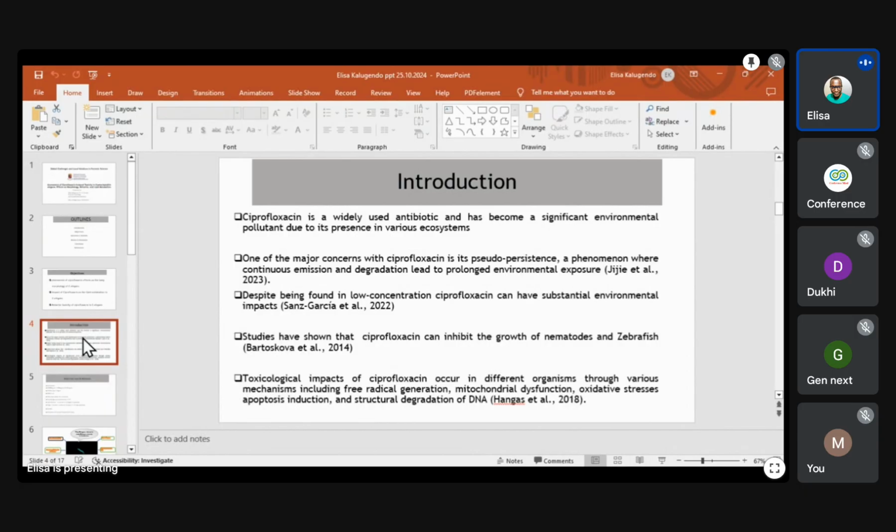So even if it is found at low concentration within the environment, for example in the water matrix or soil, it may cause substantial environmental distress to different organisms, including aquatic organisms or soil microbes. Previous studies have shown the effects of ciprofloxacin on untargeted organisms. These untargeted organisms can be zebrafish, nematodes, fish, and earthworms, etc. So the toxicological impact of ciprofloxacin occurs in different organisms through different mechanisms.